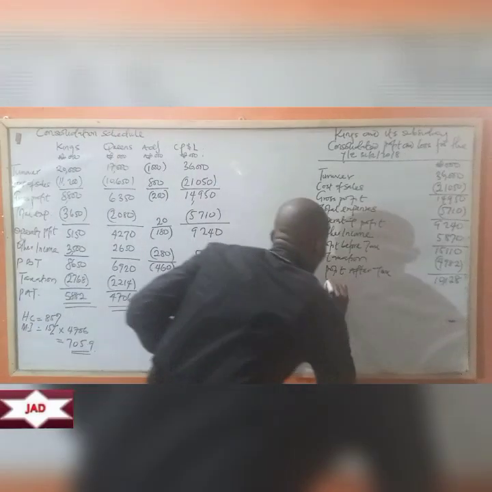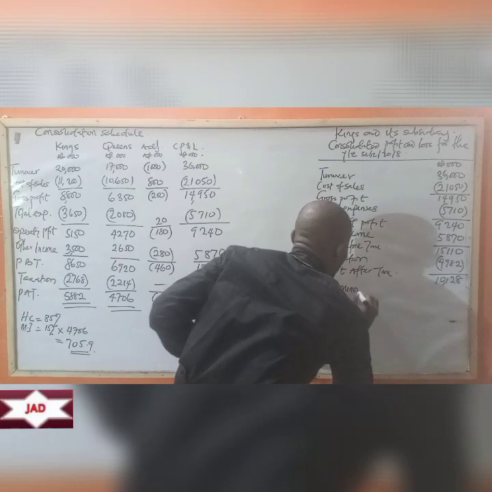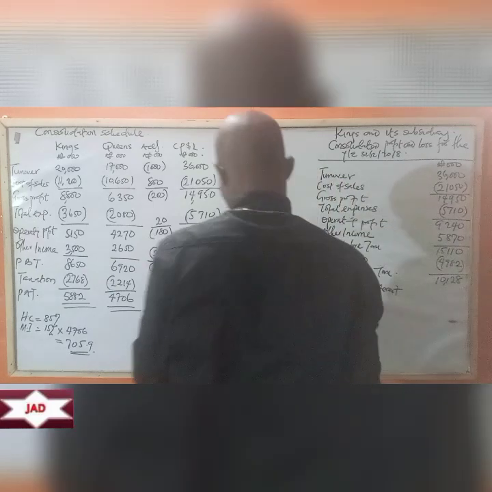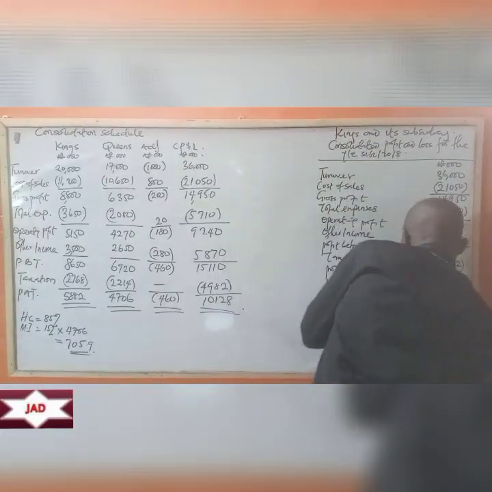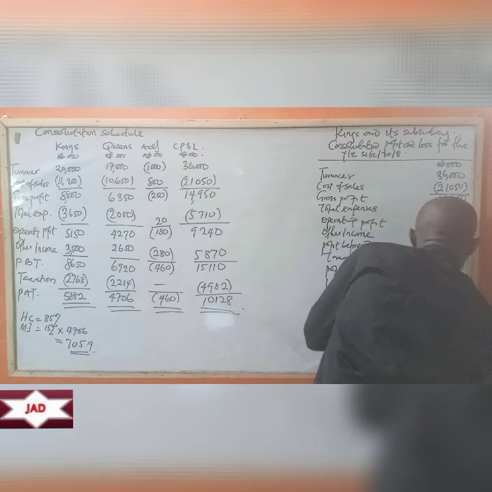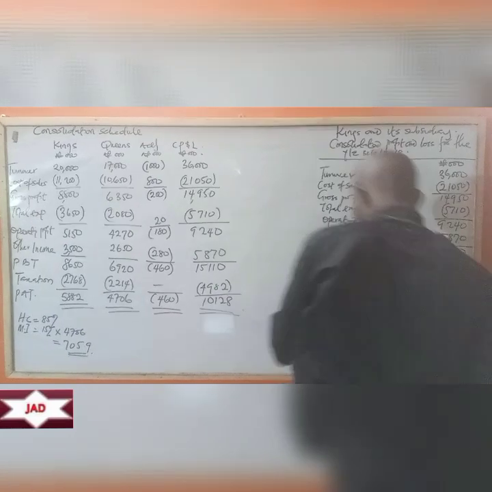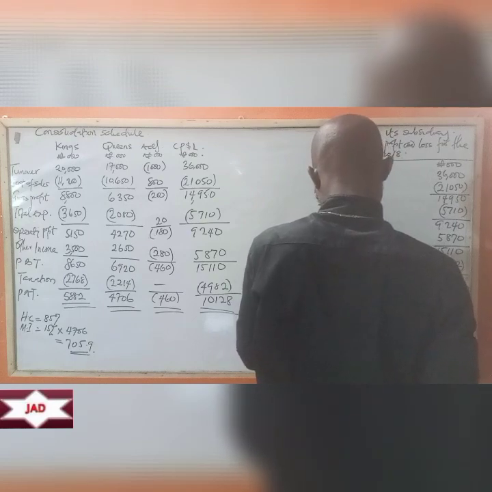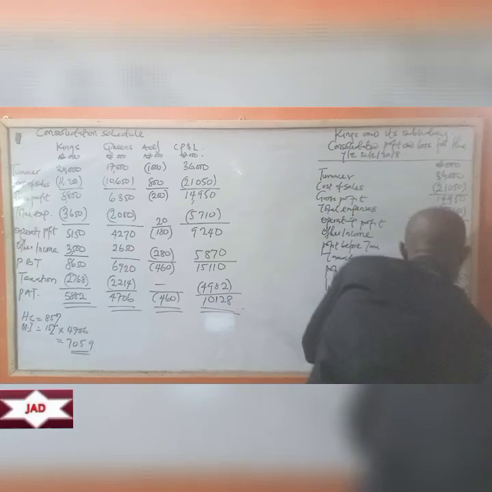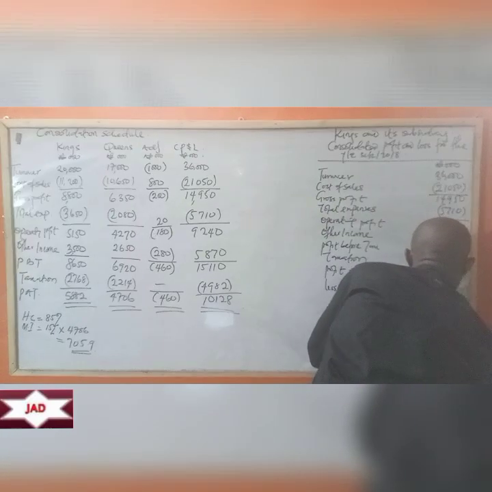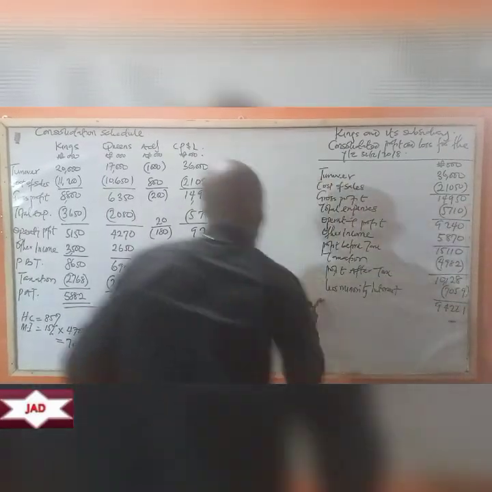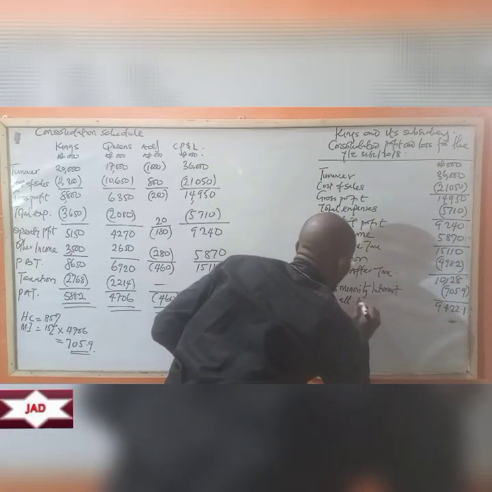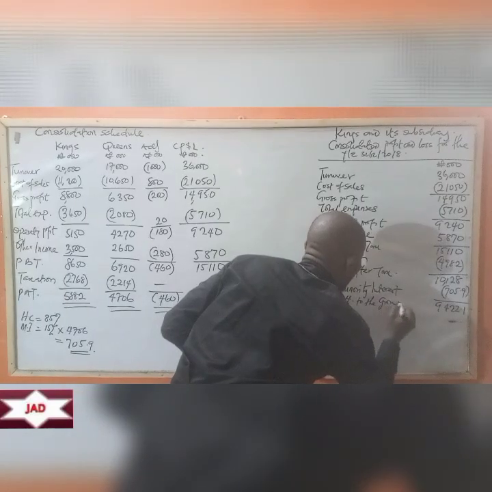So we say less minority interest. That will be 705.9. So what do we have? We have 9422.1. So this guy here is the profit attributable to what? To the group.